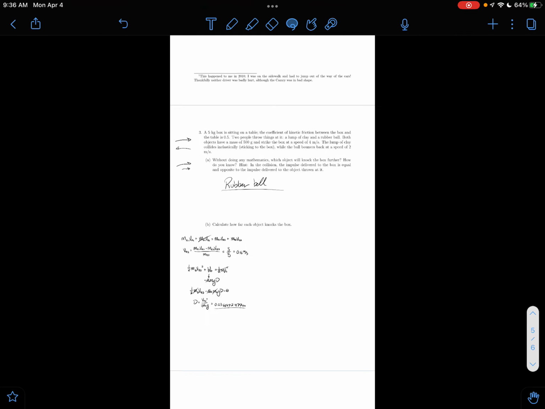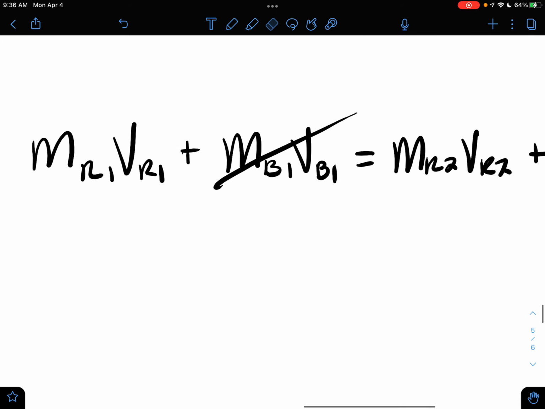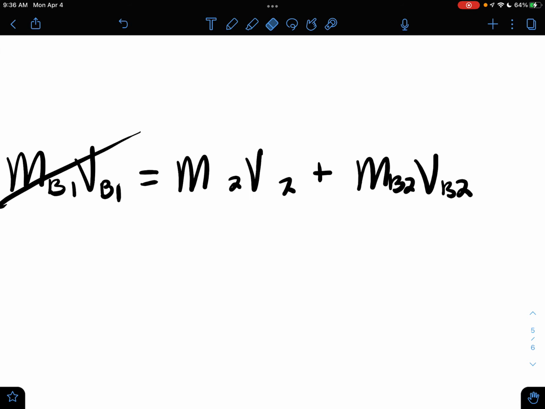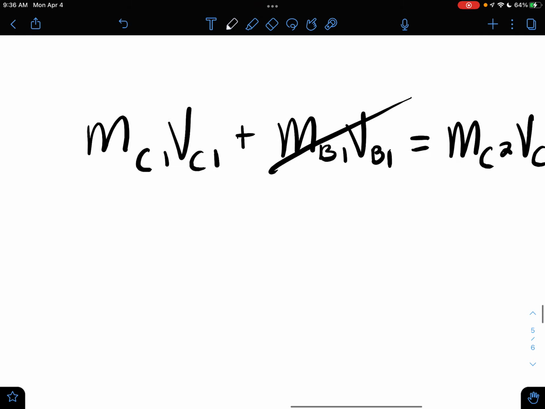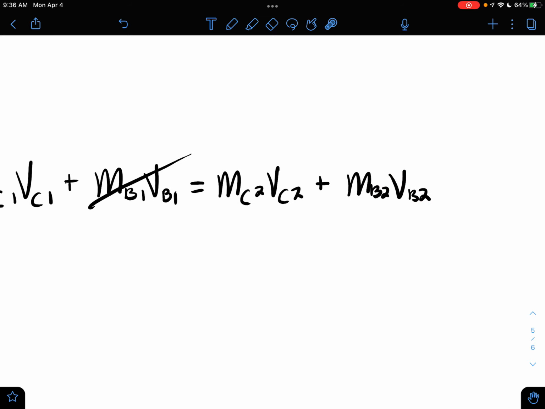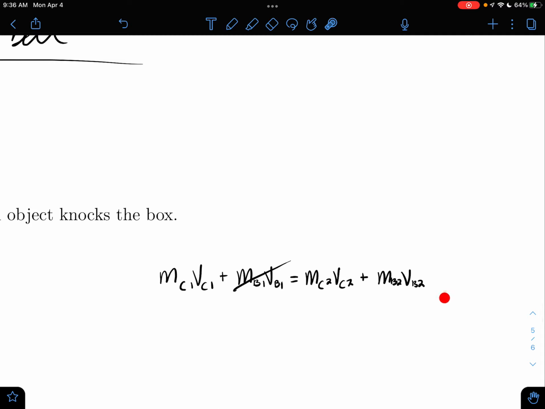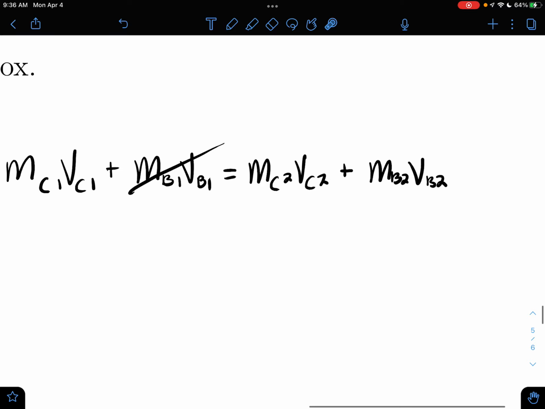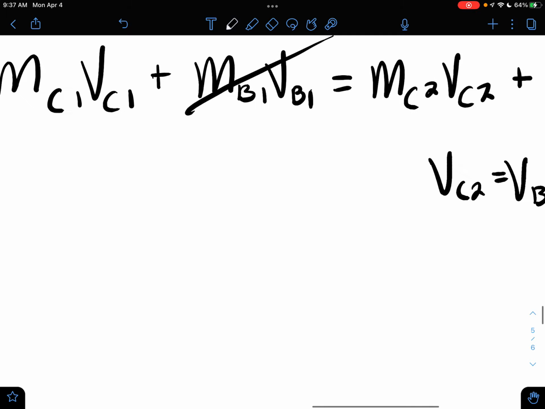Now we do the same strategy, but instead of the rubber ball, we look at the clay. I'm going to get rid of all the R's and say clay. Now we're solving again for the final velocity of the box. But since the clay sticks to the box, the final velocity of the clay is going to be the same as the final velocity of the box. So I'm going to simplify and say v_C2 equals v_B2. I'm just going to call it v_2, some second velocity.